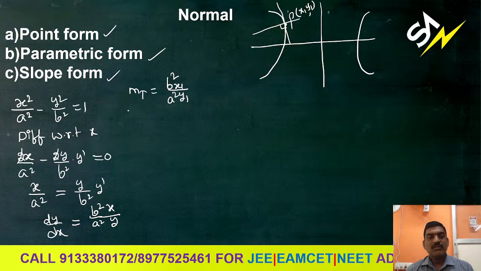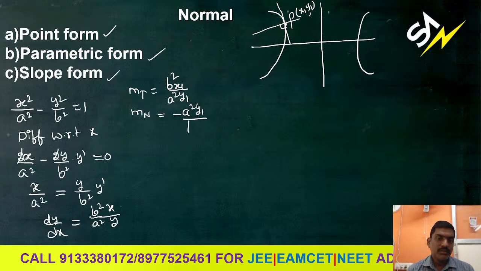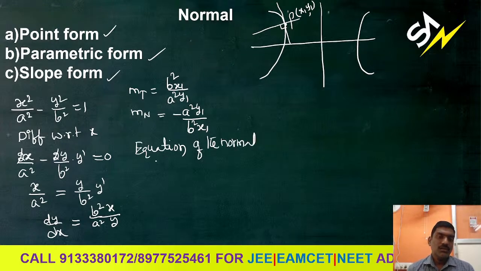Then the slope of the normal is minus a square y1 divided by b square x1. Then the equation of the normal: y minus y1 is equal to m, and m is minus a square y1 divided by b square x1, times x minus x1.